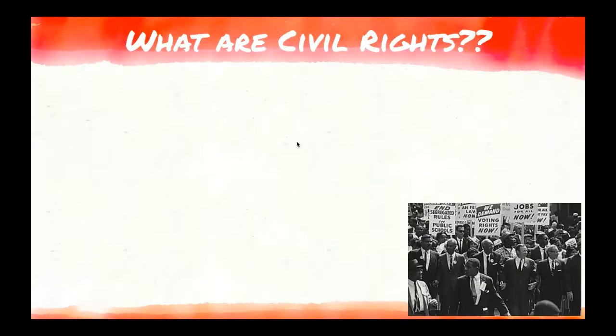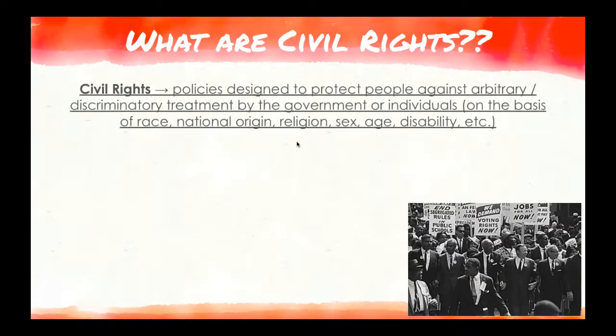So let's start with basics in terms of civil rights. Civil rights are policies designed to protect people against arbitrary and discriminatory treatment by the government or individuals on the basis of race, national origin, religion, sex, age, disability, etc. So that is a very long list, right? Essentially what that means is everyone has to be treated, by law, equal to one another. You cannot be treated differently because you are a part of a specific group.